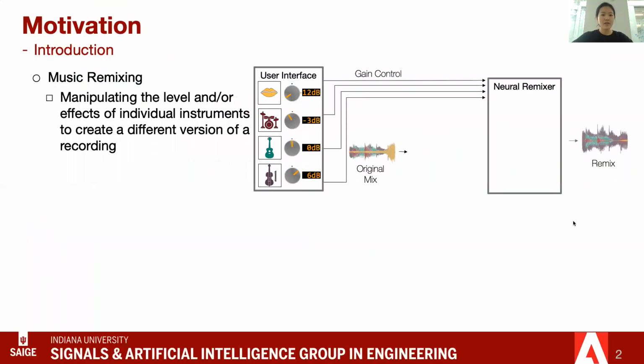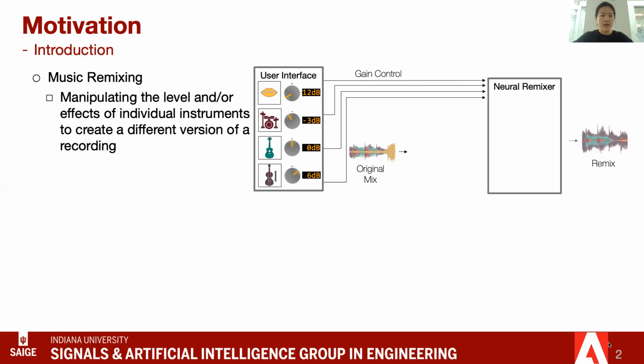This research is about music remixing, which can be defined in various ways, mostly about manipulating the level and/or effects of individual instruments to create different versions of a recording. Here in this paper, we target specifically the remixing case where one wants to adjust only the volume level of the different sources. As shown in the graph on the left, the user interface indicates the remix weights, and a neural remixer should work to produce the requested remixture.